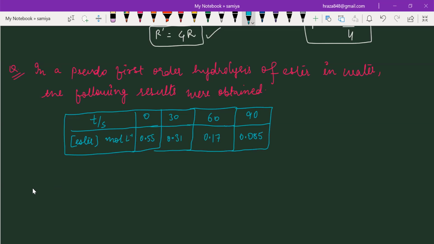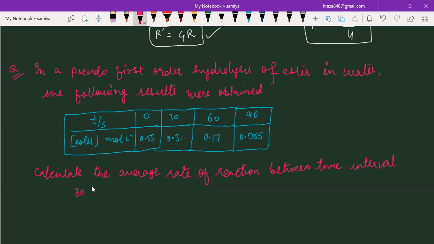So we need to calculate the average rate of reaction between the time interval 30 to 60 seconds. Please do this question.